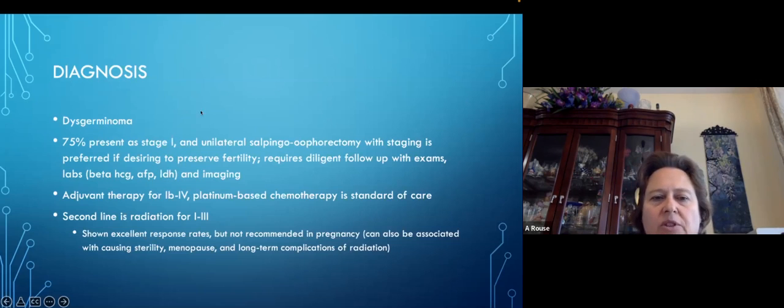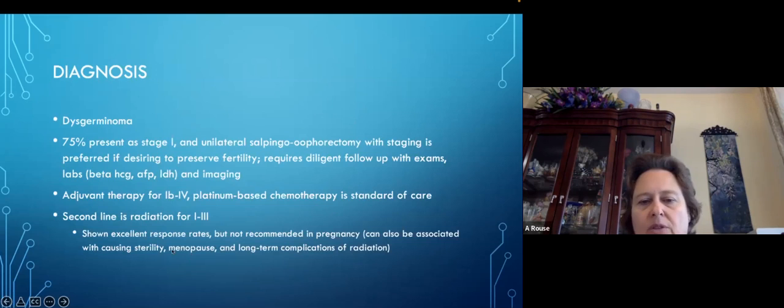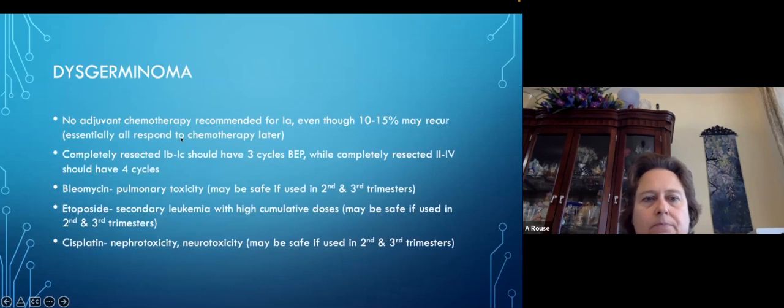All right. So again, you're going to do labs, but they're not going to be very helpful. You might use them just for baseline. You're going to have platinum-based chemotherapies as your standard of care. And then second line is going to include radiation, but obviously not in pregnancy. And then long-term postpartum, you're going to have to worry about all of your other issues. So radiation specifically, but also your risk of menopause, sterility. So ovarian failure, it's definitely something to consider.